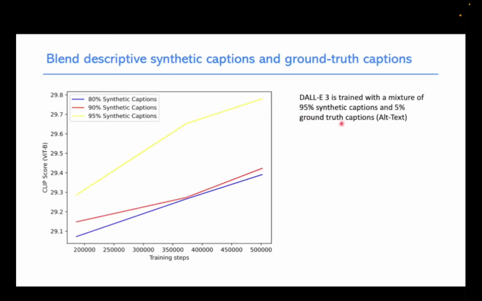But the ground truth captions are written by human beings, so they are very likely to be similar to the distribution of human prompts. That's why we want to mix the synthetic captions and ground truth captions to train the model, because we can make the model see more diverse input and also maintain good performance.